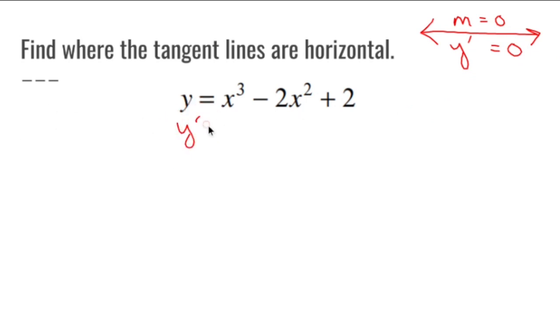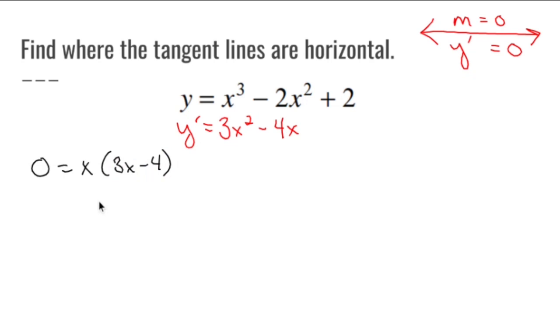Y prime is going to be: drop the 3 down, 3x squared, minus 2 times 2, which I think is 4, and drop that squared down to a single x, and the 2 just goes away. Now I need to set that y prime equal to 0, so I'm going to bring that over here, and I'm going to factor that out, which only has me pulling out the x and nothing else. So I have x times 3x minus 4.